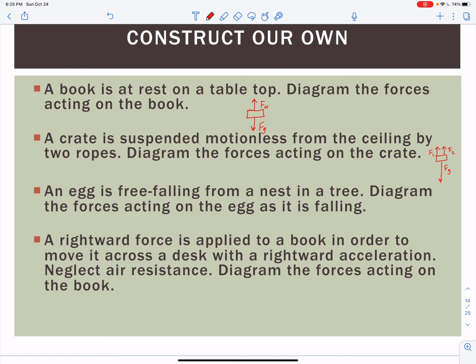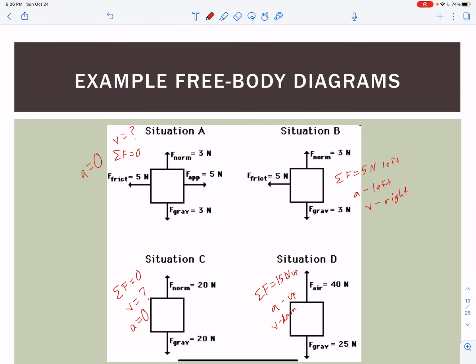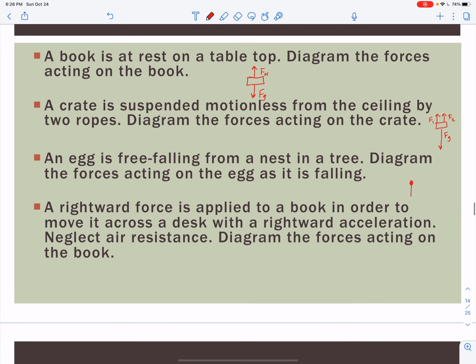All right, let's look at the third one. Egg is free falling from a nest in a tree. Diagram the forces acting on the egg. So let me draw a dot for this one. Okay, we've got gravity, of course. We've got gravity pulling it down. And there's probably a little bit of air resistance, right? But probably not a ton, right? It's a round object, fairly dense, probably not a ton of air resistance relative to the amount of gravity. Okay, unfortunately for the egg.